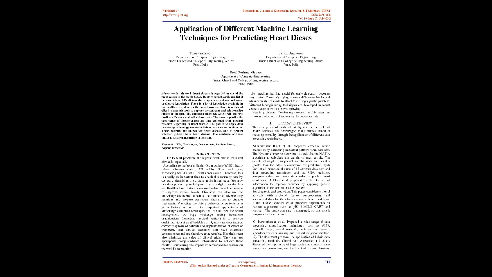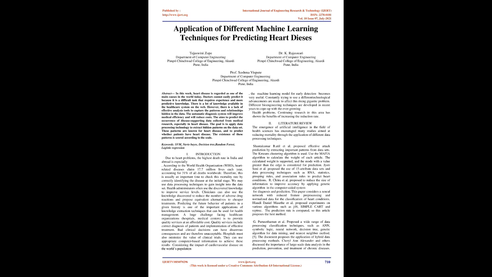The work aims to predict the occurrence of disease, supporting data collected from medical research, especially in heart disease. The goal is to apply data processing technology to extract hidden patterns in the data set. These patterns are known for heart disease, and are used to predict whether patients have heart disease. The existence of these patterns is scored according to the scale. Keywords: SVM, Naive Bayes, Decision Tree, Random Forest, Logistic Regression.